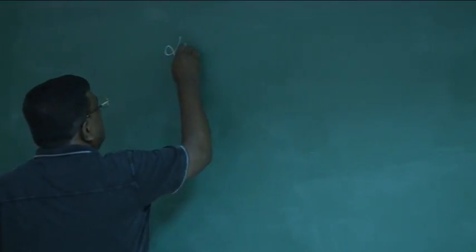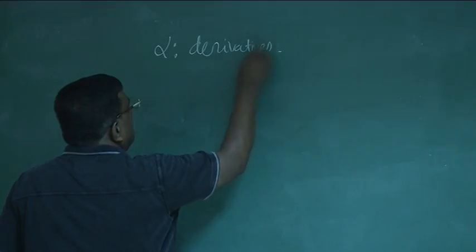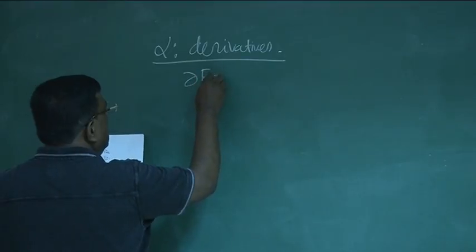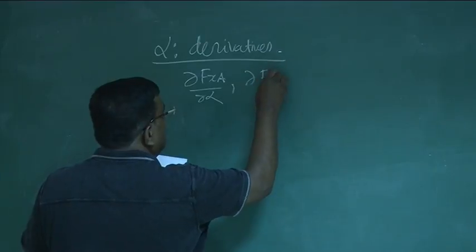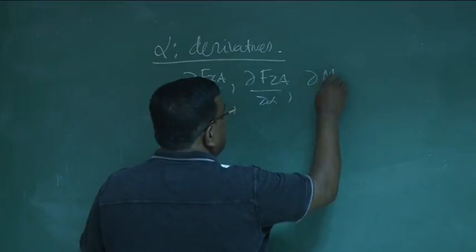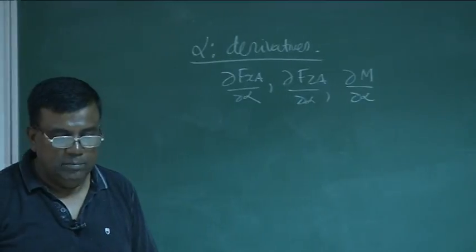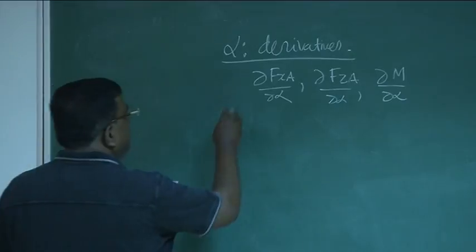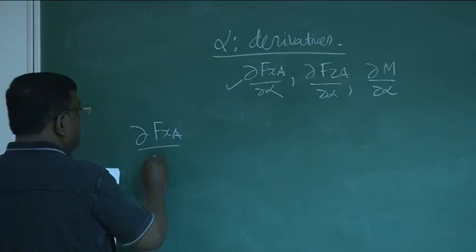Let me segregate and write the alpha derivatives. What exactly are we talking about? We're talking about dfxa by d alpha, then dfza by d alpha, and dm by d alpha. Let us see physically what these mean and how to evaluate them. Let us start with dfxa by d alpha, dfxa by d alpha.